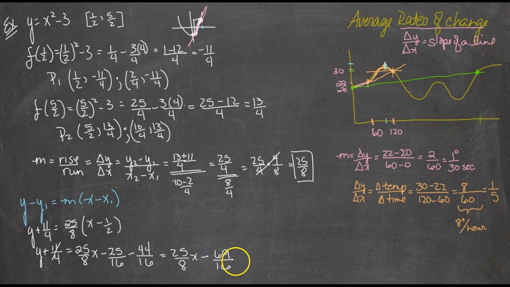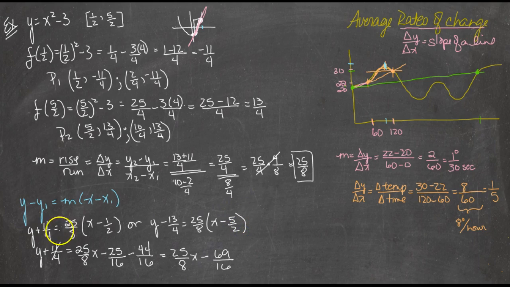So as long as I've already done so much review in this video, let's finish off with a small review of the types of equations for lines. So right here where I started with y plus 11/4 equals 25/8 times x minus 1/2, I could also have written this equation y minus, using the other point, let's see, which one did I use? Using this point, 13/4 equals the slope 25/8 times x minus 5/2.